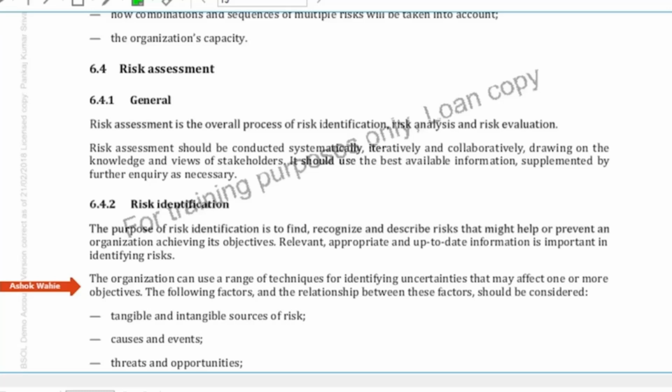Firstly, what are the tangible and intangible sources of the risk? As per the definition we saw yesterday, a source of risk is the element which can give rise to risk. For example, fire is a source of risk. An unskilled or incompetent person, human error, is a source of risk. An unprotected firewall is a source of risk. Then, what is the cause of the event? What was the reason why this particular uncertainty happened?